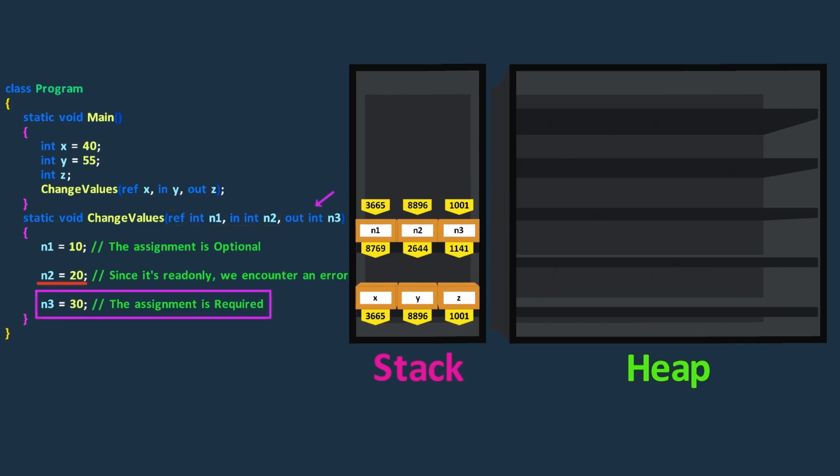Lastly, we use the out parameter when we need to assign a value to the parameter inside the method. It's very useful when we want a method to return multiple values.